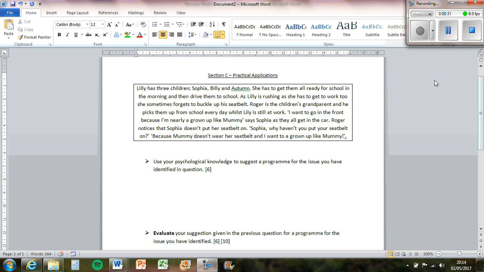And they could ask it as a combined one. So you make a suggestion of a strategy and evaluate it, make another suggestion and evaluate it, and so on. But we'll come to that in a minute. This one here is Lily.